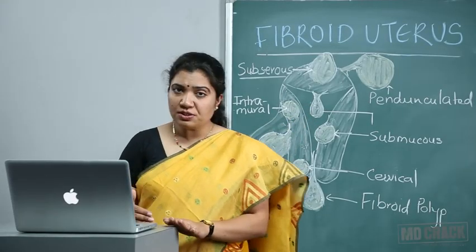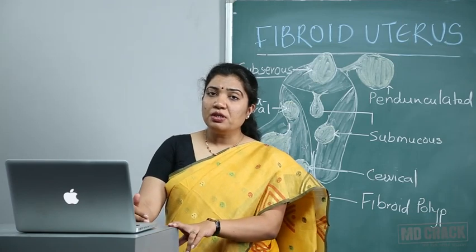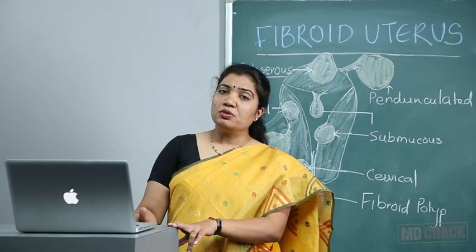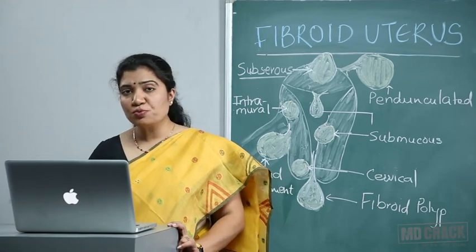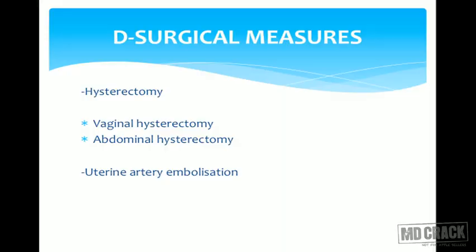If the patient doesn't want to continue her fertility, she is either perimenopausal or has finished her family and doesn't want to continue with her menstrual function, then we can go for hysterectomy as a surgical management for fibroids. If the uterus is around 12 week size or 14 week size, we can go for vaginal hysterectomy. If there is descent, or if there is no descent, then non-descent hysterectomy. If the tumor is really big, we can go for abdominal hysterectomy.